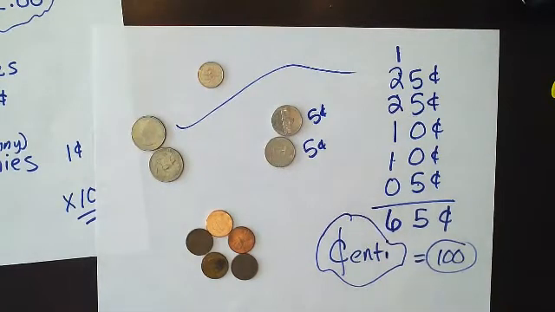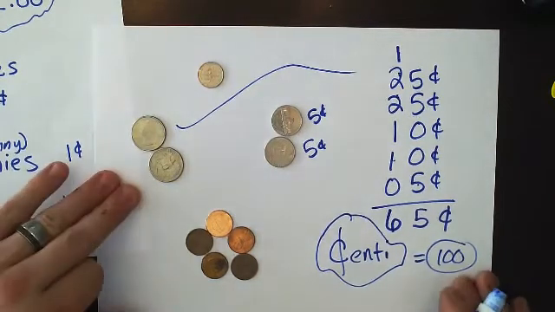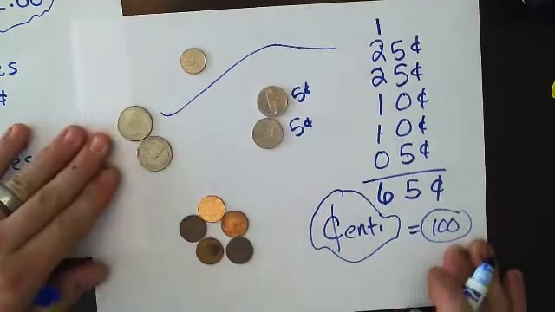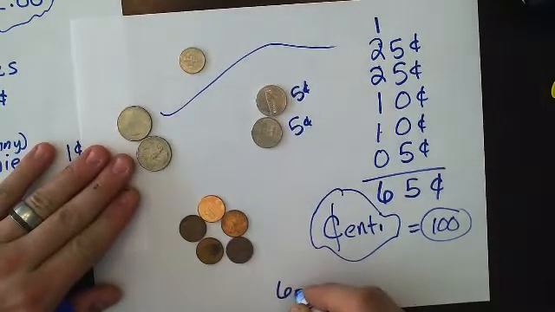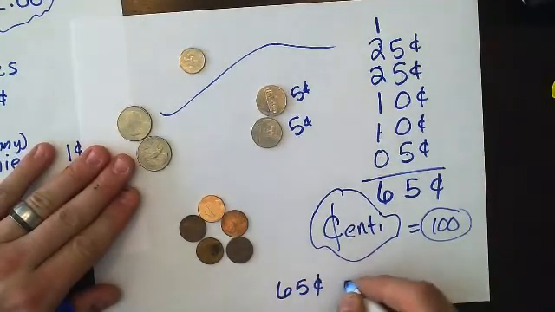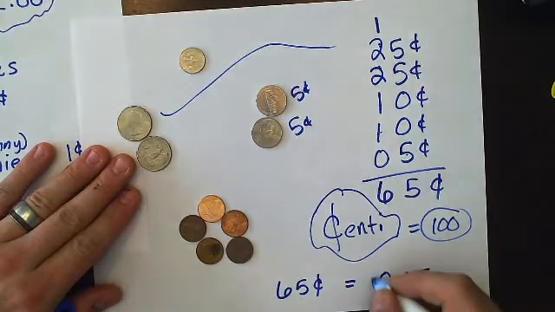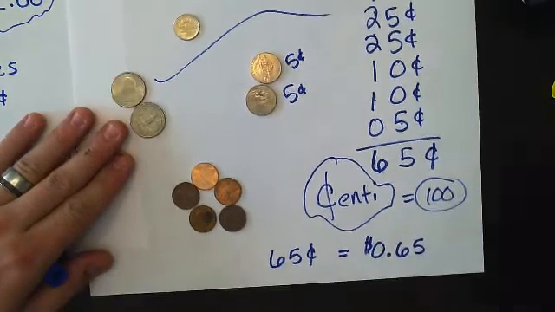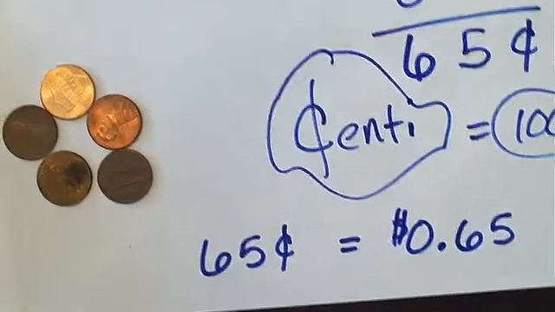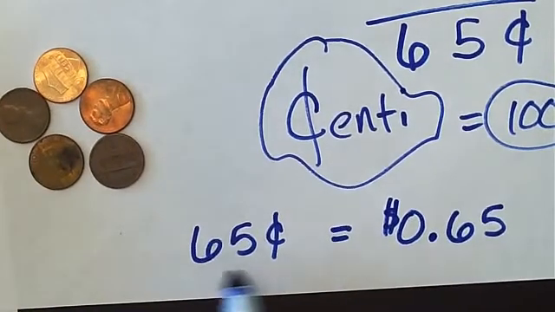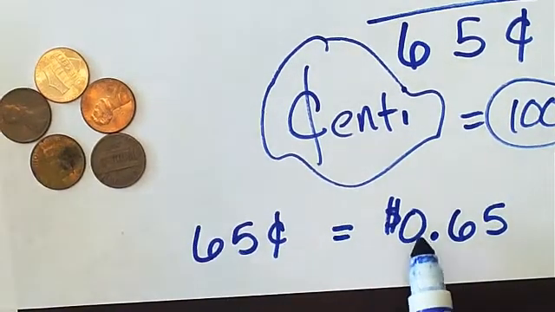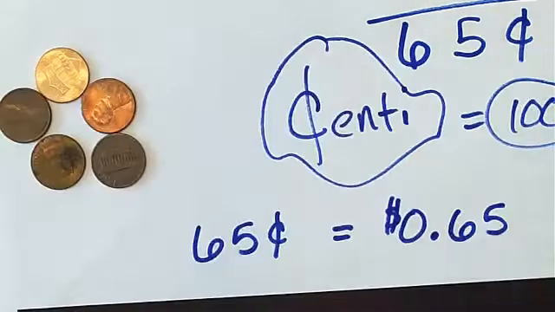but they use the symbol as the C with the little slash through it. Another way you might see money written is with a decimal point. So 65 cents is the same thing as 0.65 with a dollar sign. Both of these are the same thing. They mean exactly the same thing. So 65 cents, or I have $0, meaning I don't have any dollars yet, with 65 cents.